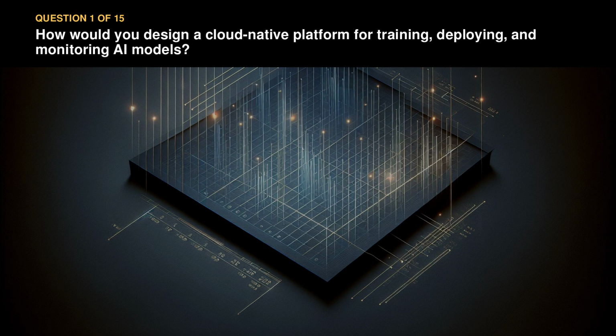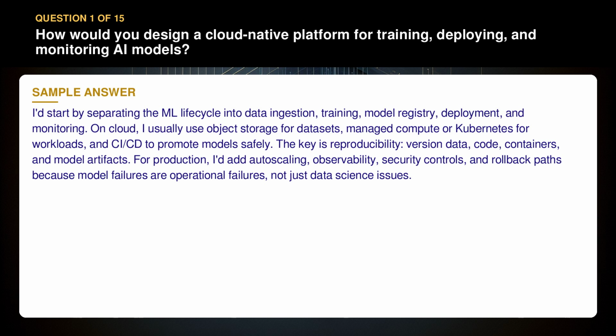Question 1. How would you design a cloud-native platform for training, deploying, and monitoring AI models? I'd start by separating the ML lifecycle into data ingestion, training, model registry, deployment, and monitoring. On cloud, I usually use object storage for datasets, managed compute or Kubernetes for workloads, and CI/CD to promote models safely. The key is reproducibility. Version data, code, containers, and model artifacts.